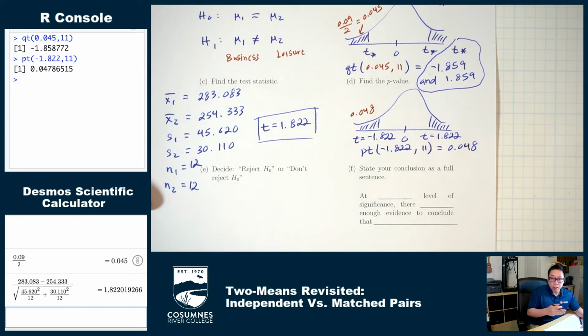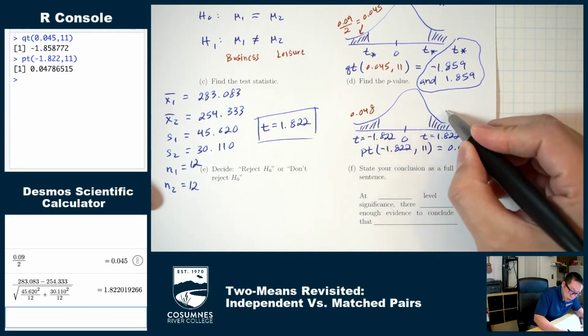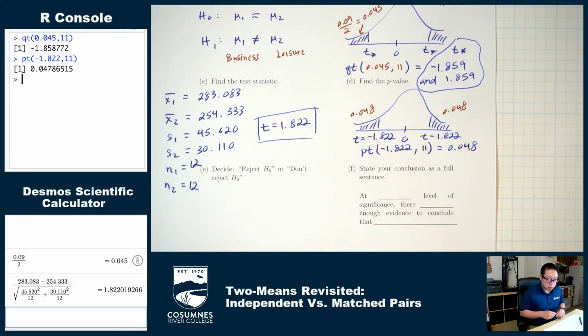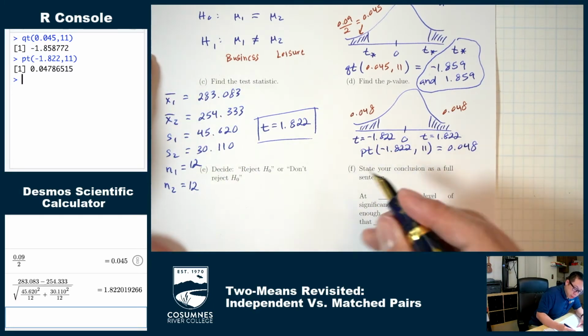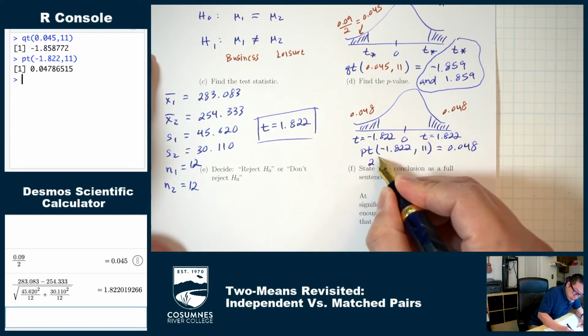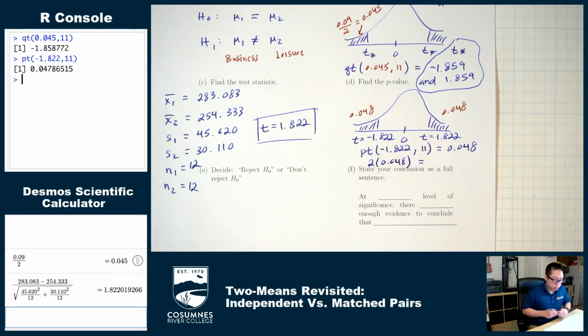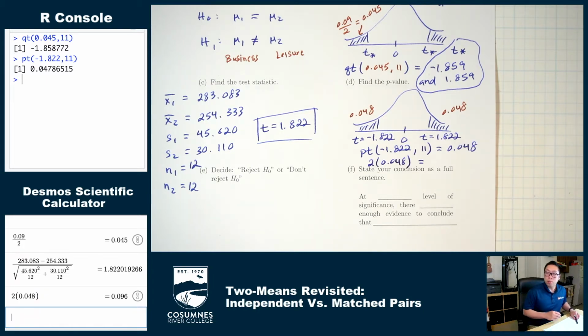I want the area of both shaded areas, the left and the right. By symmetry, the one on the right is also 0.048. And my final answer, either add those two up or take one of them and multiply by 2. I'm going to multiply by 2. So my final p-value is going to be 2 times 0.048. Okay, 2 times 0.048, 0.096.